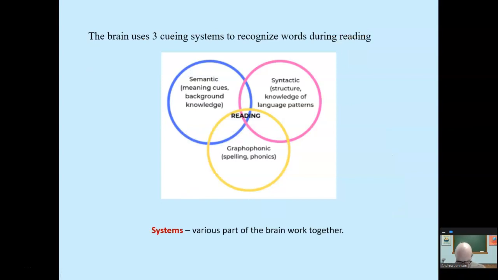As we're reading, we use the knowledge stored in our cortex to constantly reach out and micro-predict the words in the sentences we're reading. This is called recognizing words. These micro-predictions enable our brain to work more efficiently. Our brain uses 3 cueing systems to make these micro-predictions to recognize words during the act of reading. And we're going to look at these now: the semantic, the syntactic, and the phonological. And their systems, meaning various parts of the brain, work together.